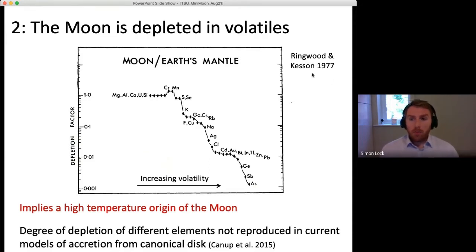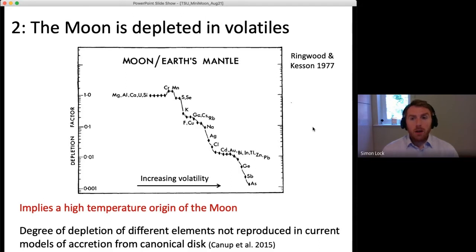This is taken from a paper from Ringwood and Kesson in 1977. If you plot the amount of different elements in the Moon relative to the amount of those elements in the Earth's mantle, you end up with a really great match. Things like magnesium, aluminium, calcium are very similar between the Earth and the Moon, but everything that's a little bit more volatile than potassium can be quite significantly depleted. When we get down to germanium, for example, you've got 100 times less germanium in the Moon than in the Earth. And this depletion pattern has for a very long time been interpreted as meaning that the Moon formed in a very high temperature environment.